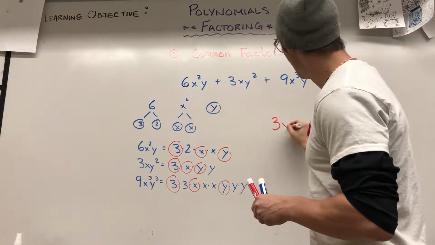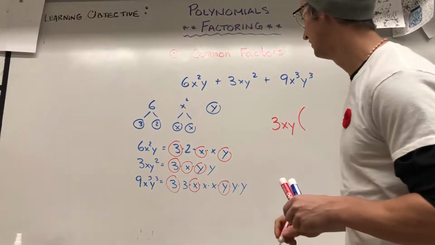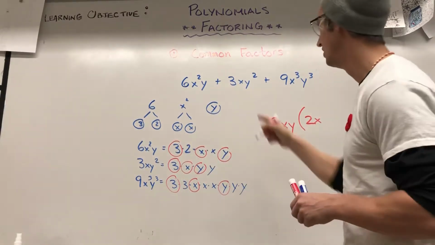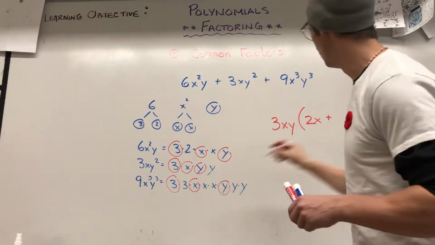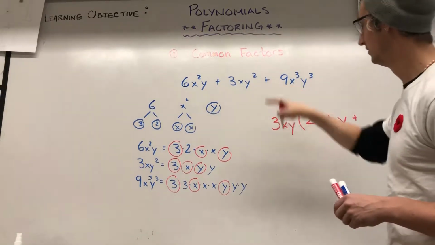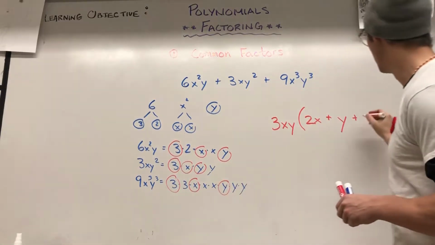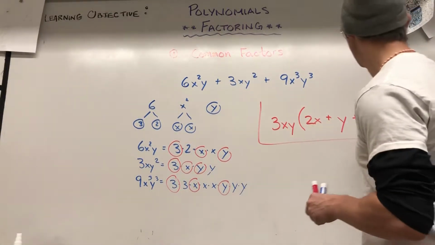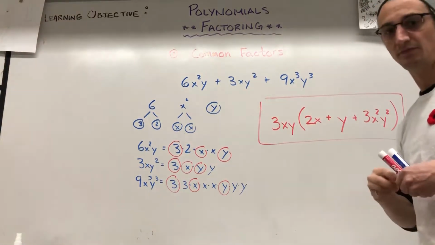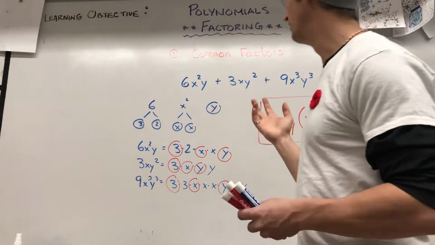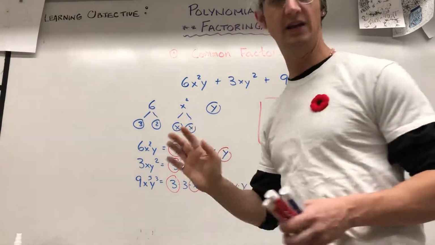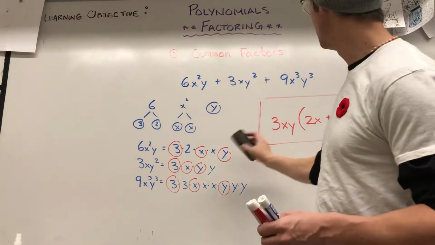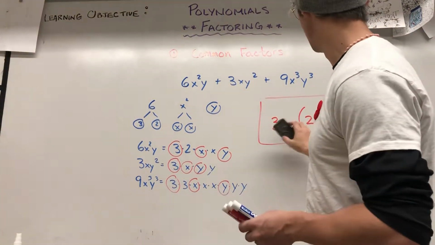So I pull out a 3xy, I open the bracket, and I put whatever's left. So I have 2x, that's going to make my 6x squared y, plus just a y, plus 3x squared y squared. Because there's 2 x's there, so it's x squared, y squared. And then this would be factored. That is glorious. So this is the first step we should always be doing in any polynomial factoring situation: first checking if we can pull anything out and simplify, and then factor it that way.